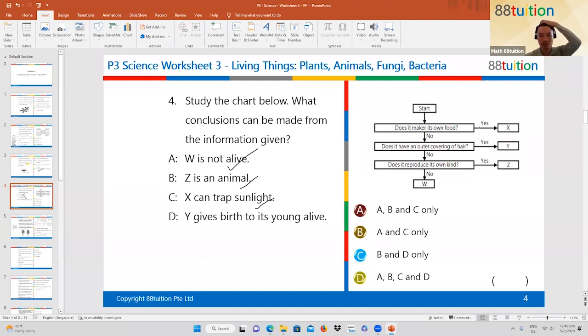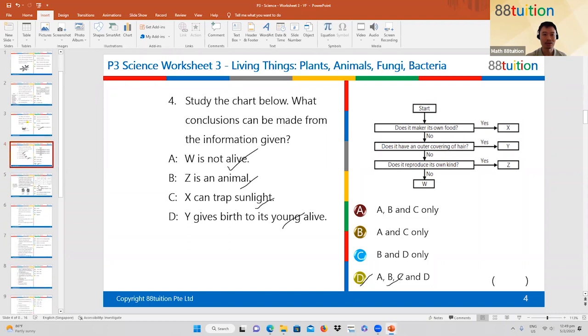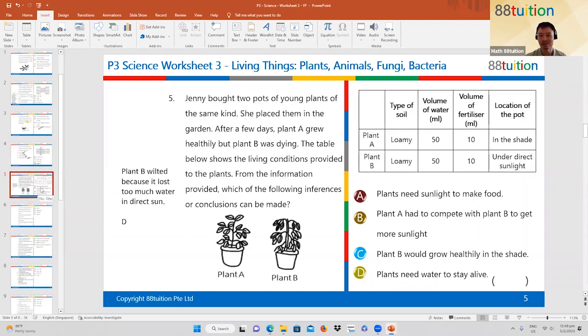Okay, Y gives birth to live young. Okay, yes, because it's covered in hair. So all four options are correct. The answer is D. Good, Harith. Harith, it's really your own answer. Just to double check, you cannot look at the correct answer and tell me.